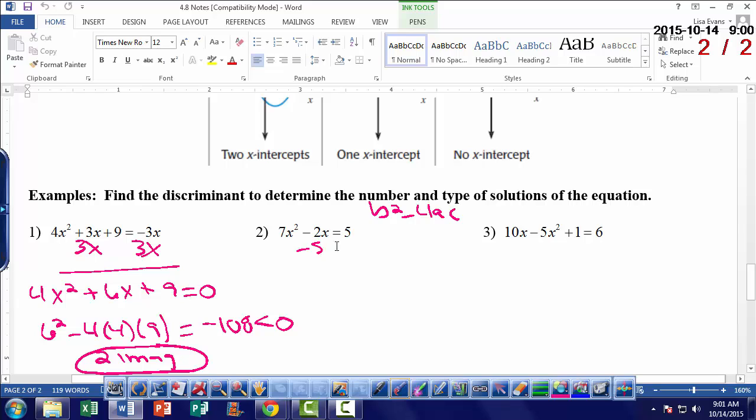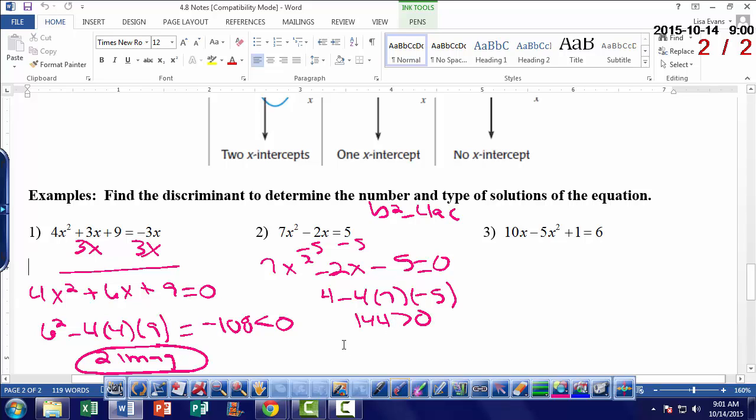This problem, we're going to subtract 5 from both sides, so we get 7x squared minus 2x minus 5 equals 0. So I plug b in, I get negative 2 squared minus 4 times 7 times negative 5. When I do this math here, I get 144. 144 is greater than 0, so I have two real solutions.